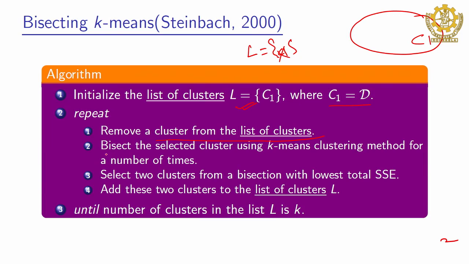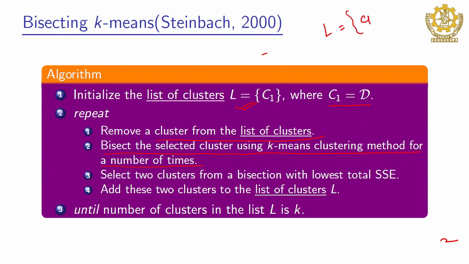Now you bisect the selected cluster using the k-means clustering method a number of times. First you consider the entire data set as a cluster, C1 equal to the data set. You remove it from the list, so the list is null. Now you apply k-means clustering to the entire data set with k equal to 2.